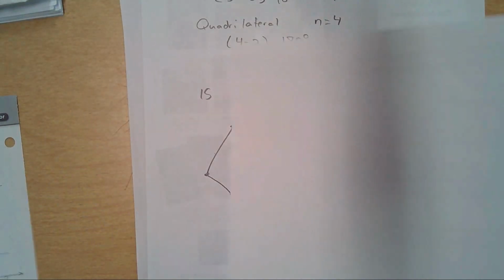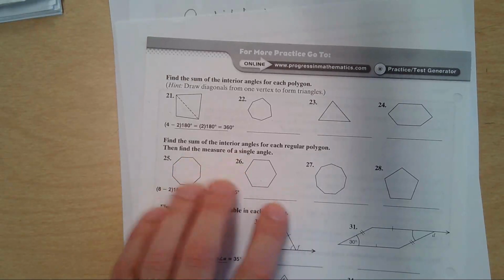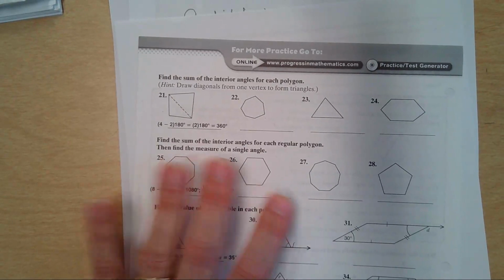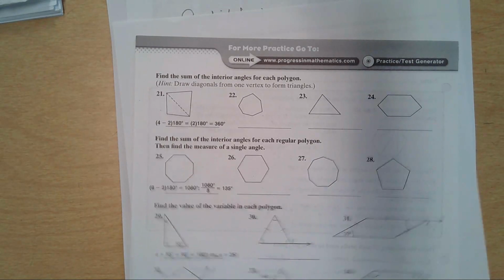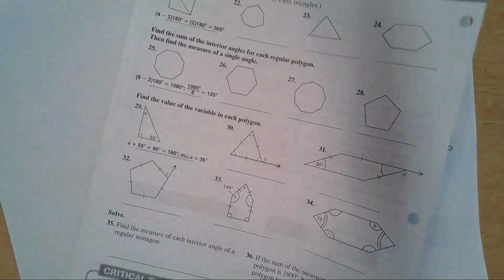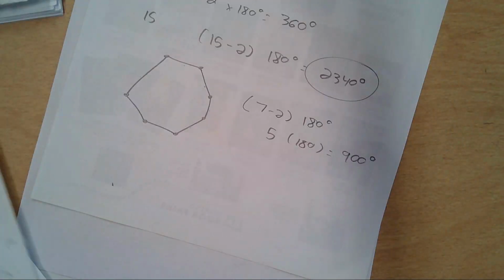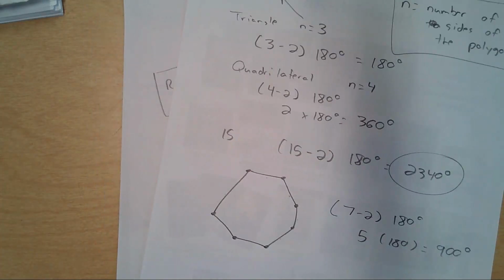Find the sum, same thing, but then take it a step further. Find the measure of a single angle. Now, you're going to divide it by how many sides it is? You divide it by how many sides it is? Correct. I'll show you in a minute.